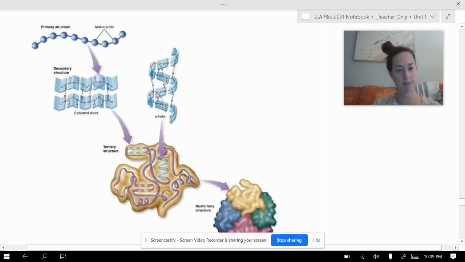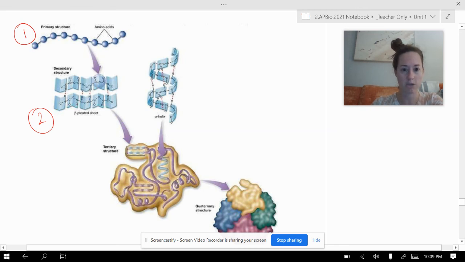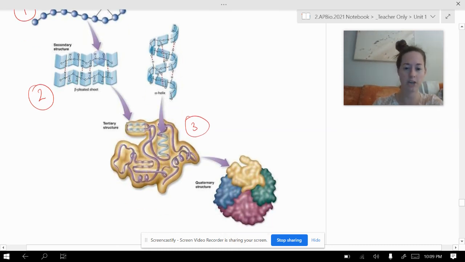So you have step 1 up at the top, your string of amino acids is coded for by your DNA. Step 2, you have interactions between your carboxyl and amino groups, hydrogen bonds that form alpha helixes and beta sheets. You can have alpha helixes and beta sheets in the same protein. It happens. Your tertiary structure, you're going to get your 3D shape because your R groups are interacting. And your quaternary structure, you're going to get multiple polypeptides lumped together. So those are your four steps of protein folding.